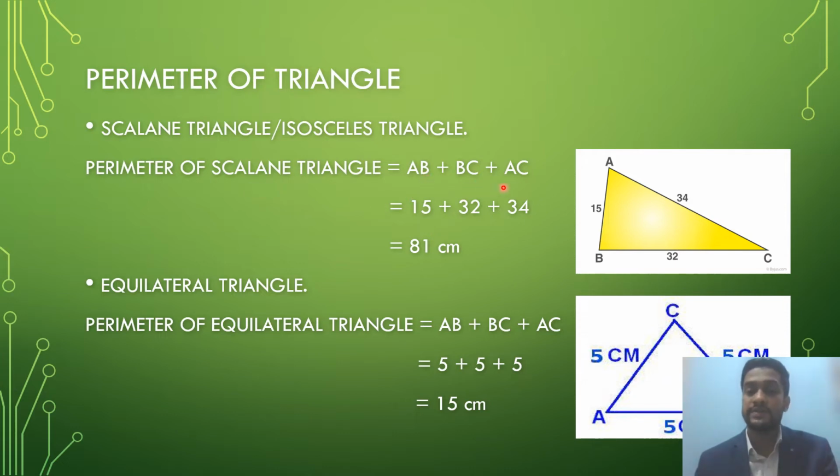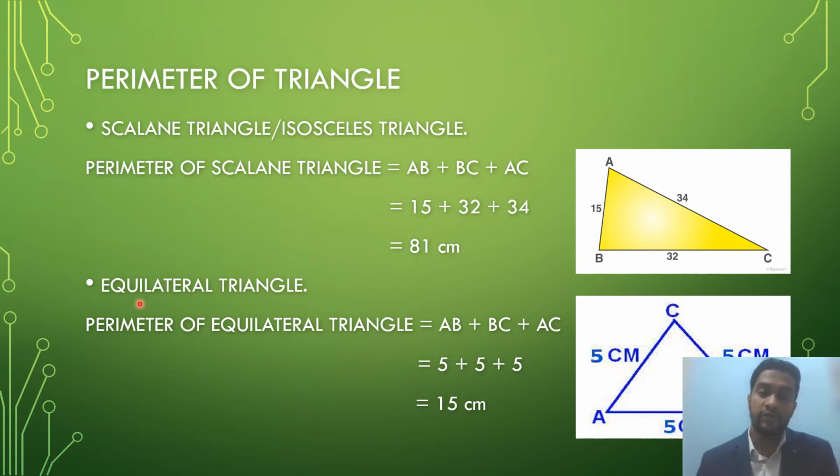Mention which are all the sides, like AB plus BC plus AC. What value is AB holding here in the figure? 15. BC, how much is it holding? 32. And AC, 34. So do the sum of all three sides, and you will get the perimeter of the scalene triangle.